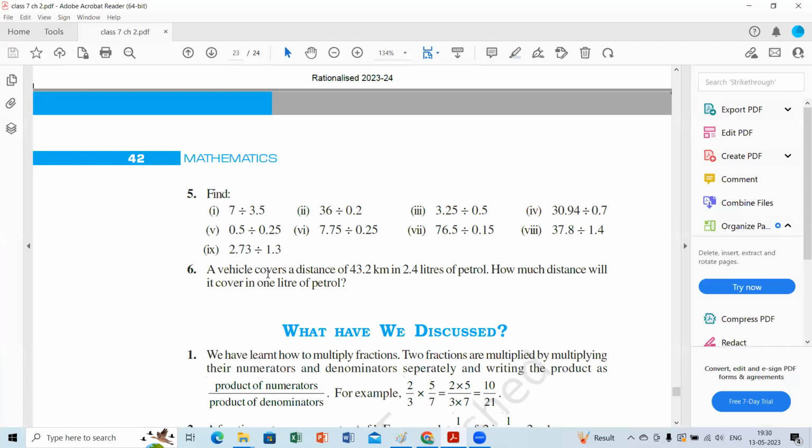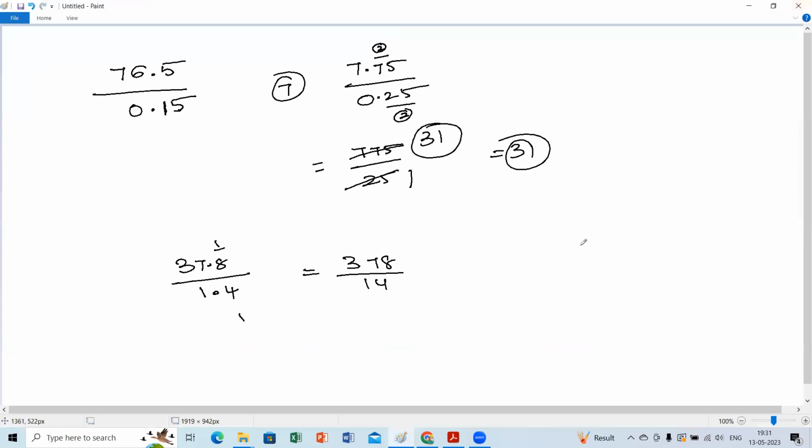Very good. A vehicle covers a distance of 43.2 kilometers in 2.4 liters of petrol. How much distance will it cover in 1 liter of petrol? See, children, they gave 2 points, many they gave. You have to find one. For many multiple things, when you need to find out one thing, you should always divide. You are finding one means you always divide. 43.2 divided by 2.4.